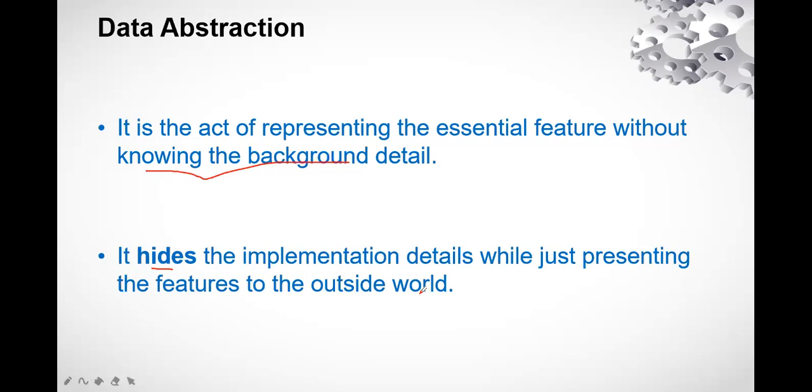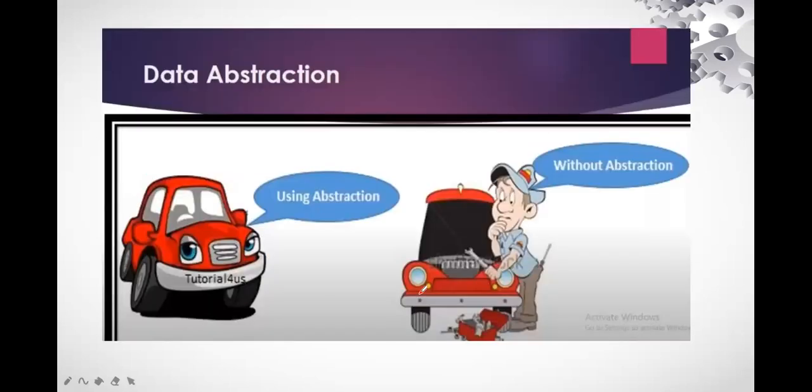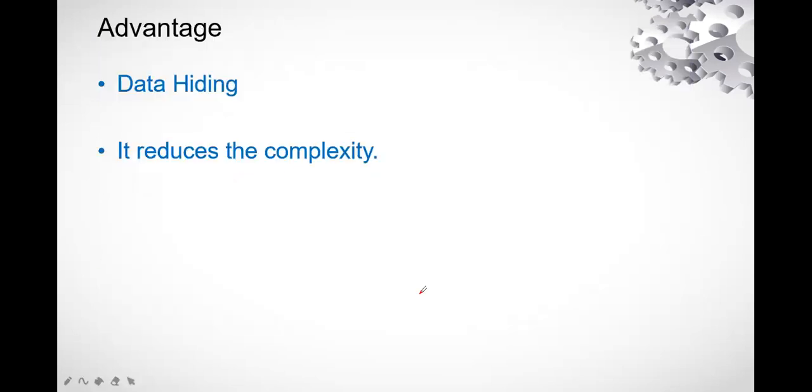Now what is data abstraction doing? Basically, what is the advantage? The advantage is that it is hiding the data. Why is it hiding the data? It is reducing the complexity of the programming part, right? It is reducing the complexity. This is the main feature of it, that the complexity is being reduced.